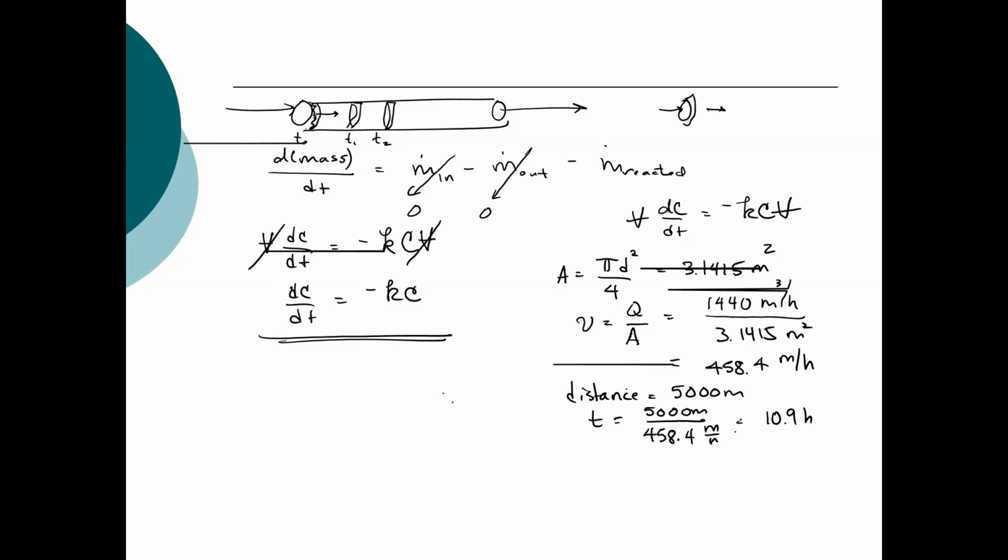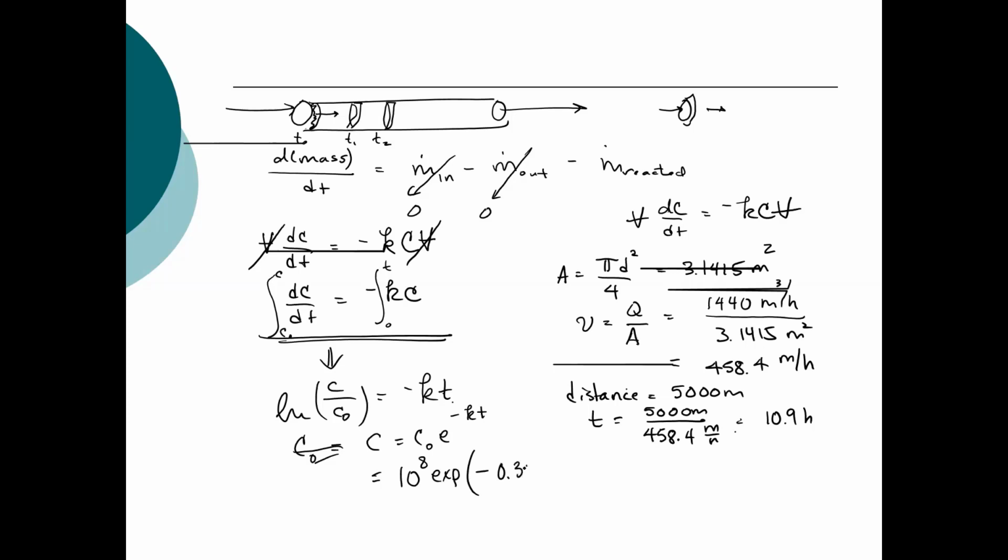And if we integrate this expression here from C0 to C and from time 0 to time t, we obtain ln of C over C naught is equal to minus kt. We're given k. We can also write this as C equals C naught e to the minus kt. So we can write it either way. And then C is equal to 10 to the 8 e to the minus 0.32 inverse hours, which is given, times the 10.9 hours, and that is equal to 3.05 times 10 to the 6 bacteria per meter cubed. Typically, we would refer to these as colony forming units, CFU.